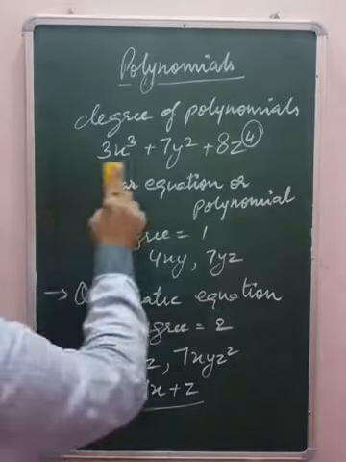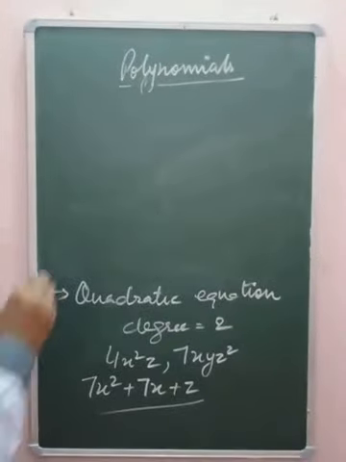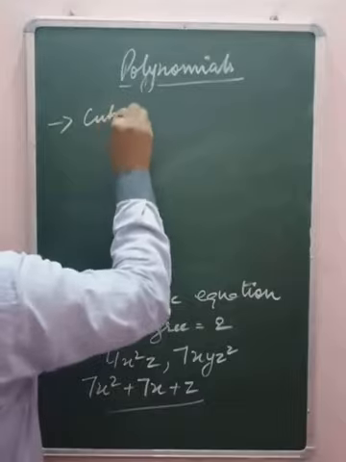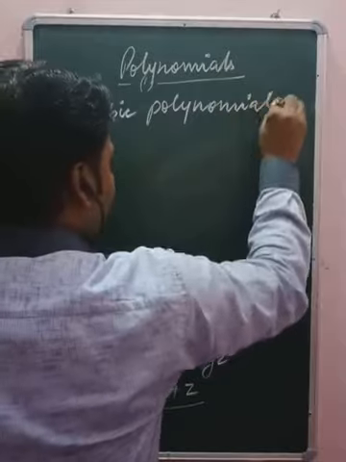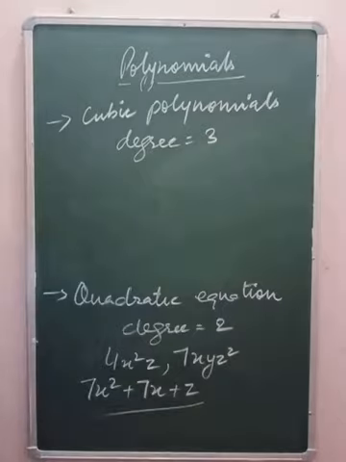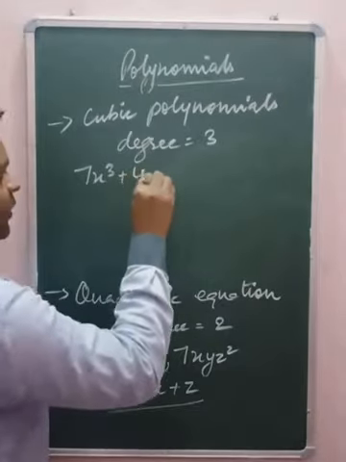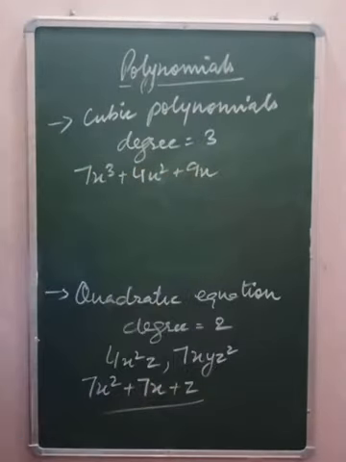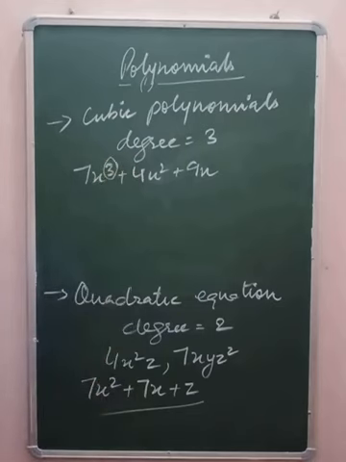After that we have the third one, that is the cubic polynomial. As per the name, cubic means 3. In cubic polynomials, we have the maximum degree 3. You can get the example here like 7x cube plus 4x square plus 9x. So here you can see that the maximum power is 3. So this type of polynomial is known as the cubic polynomial. So these are the basic things and types of polynomials which we have studied.